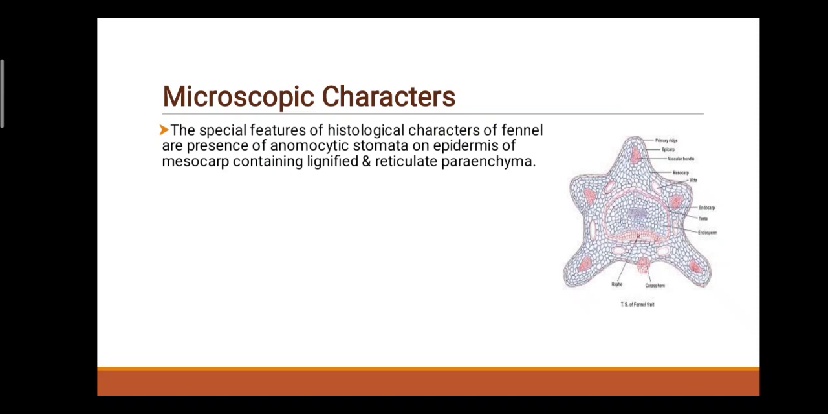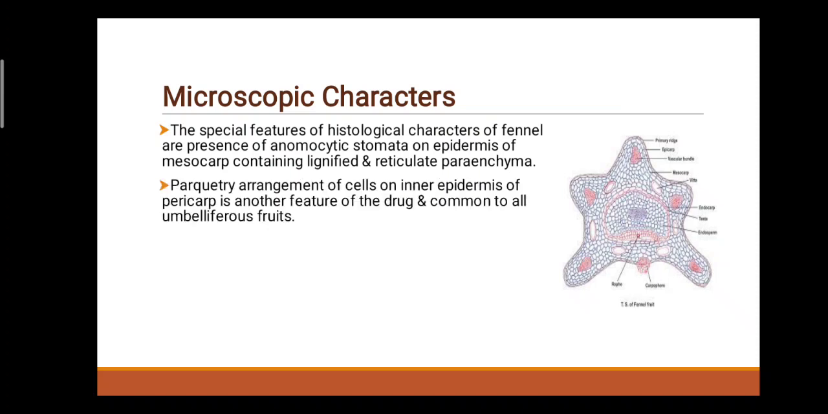Microscopic characters. The special features of histological characters of fennel are the presence of anomocytic stomata on the epidermis of the mesocarp containing lignified and reticulate parenchyma. Parquetry arrangement of cells on the inner epidermis of pericarp is another feature of the drug and common to all umbelliferous fruits.